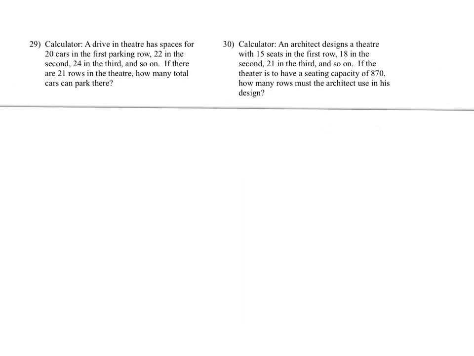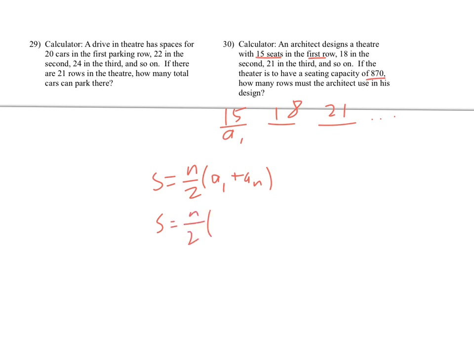All right, next up here, it says an architect designs a theater with 15 seats in the first row. So that's telling me a sub 1, since it's the first row, is 15. And then we have 18, and then 21, and so on. And he wants the total to be 870. So use my sum formula here. And what we're going to do is say n over 2 times a sub 1 plus a sub n, so the first number plus the last number. I don't know what n is. I do know the first number is 15, but I don't know the last number either.